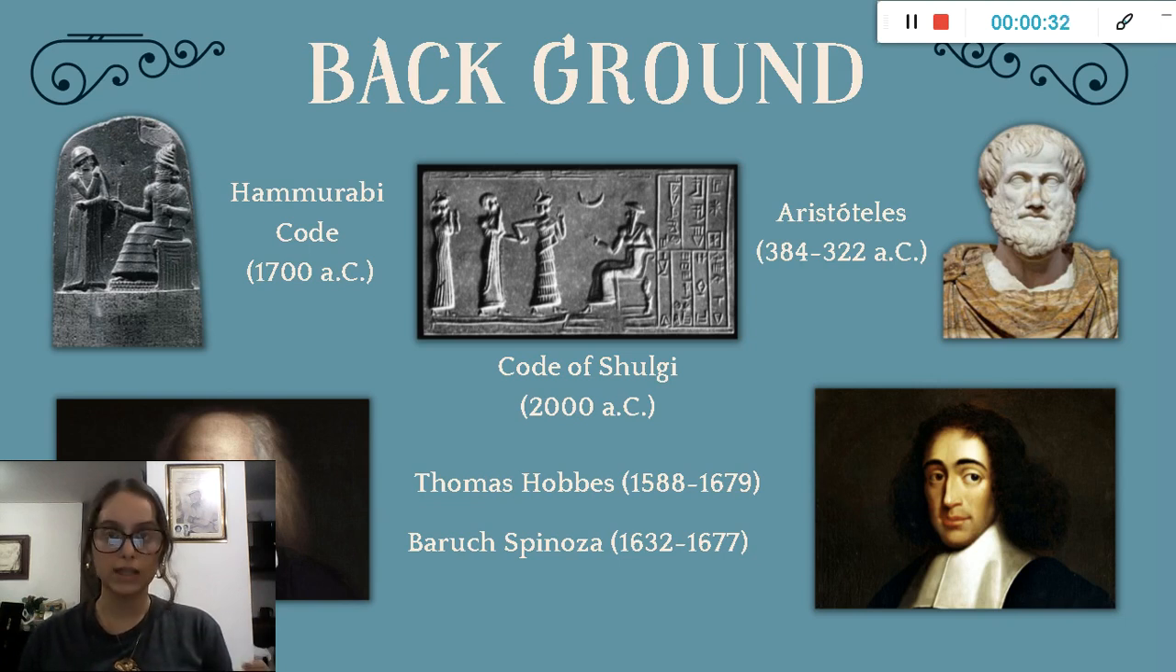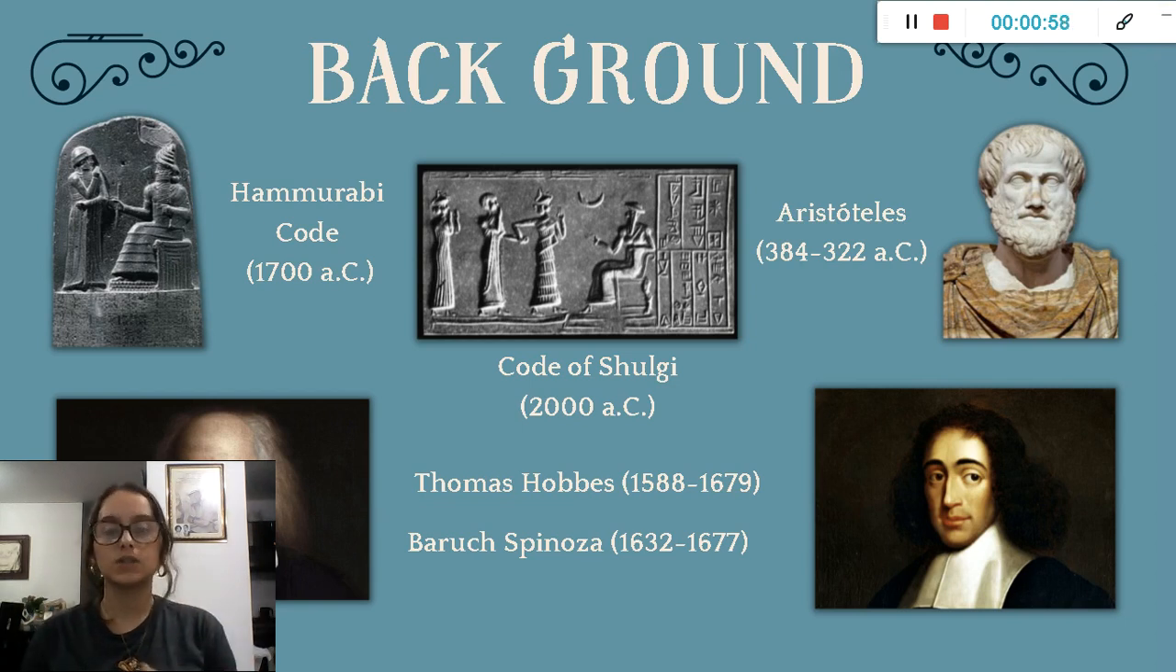The first one is the Hammurabi Code, from 1700 before Jesus, and here they talk about wage rules, salary rules. The second one is the Code of Shulgi, dated from 2000 before Jesus, and here they say that the reestablishment of justice implies the need for a change in the economic system.